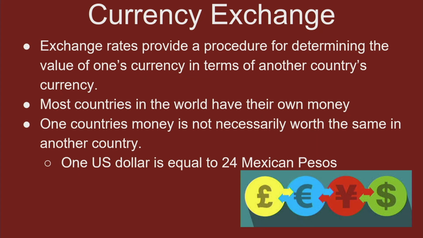So, for example, $1 US is equal to 24 Mexican pesos. So if you went to Mexico and gave them $1, they would give you back 24 Mexican pesos. It's different for each country. Not every country is the same. For Australia, $1 US is equal to $1.50 in Australian dollars. So it's not the same in every country. You have to know that exchange rate if you're making those trades.